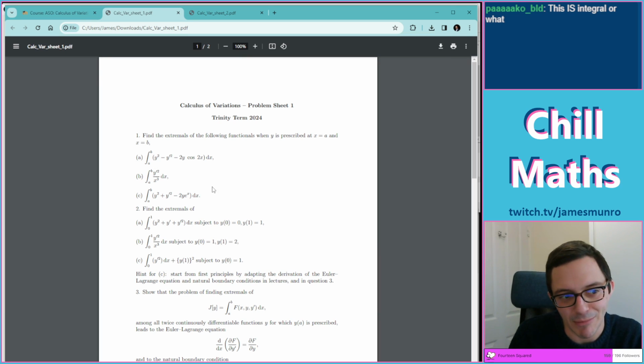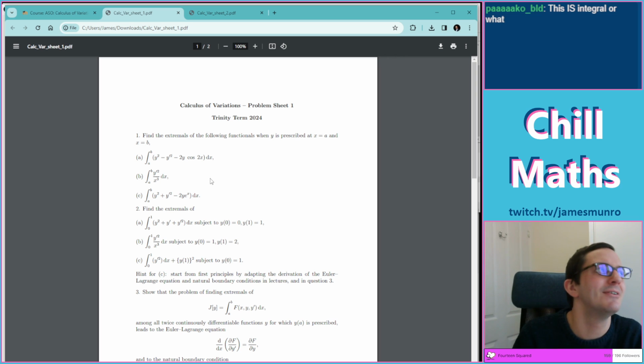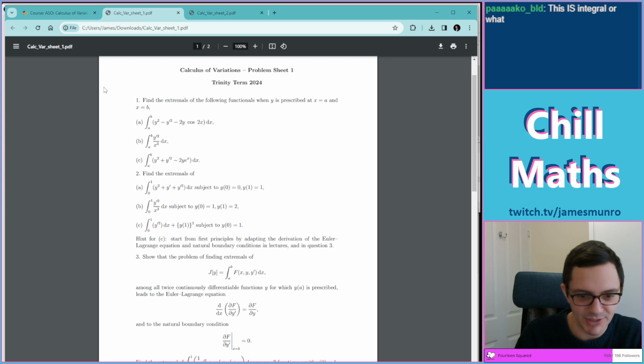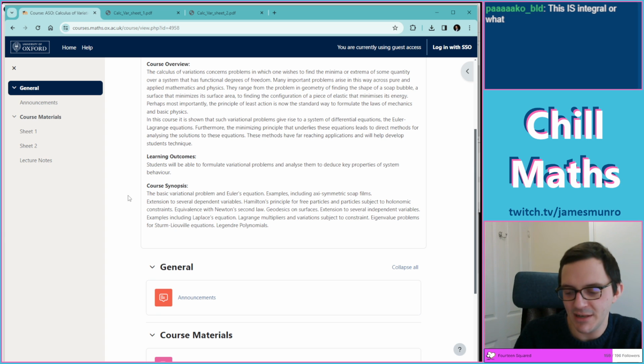This is the first problem sheet that I've got to do with my students in a month and a half. There's only two problem sheets. So we're going to find extremals. First we've got to learn what an extremal is, I guess. Key learning outcome. Maybe you mean integral like the course platform. This is not that.